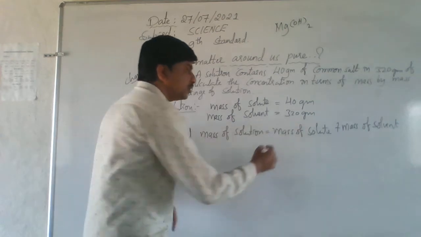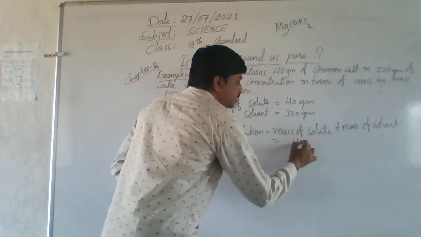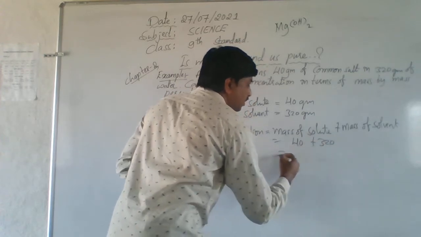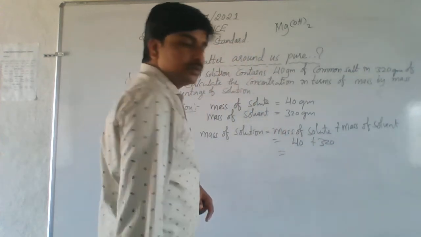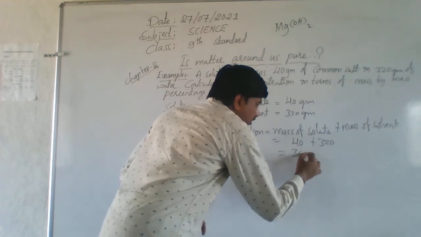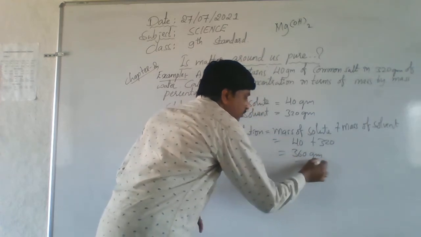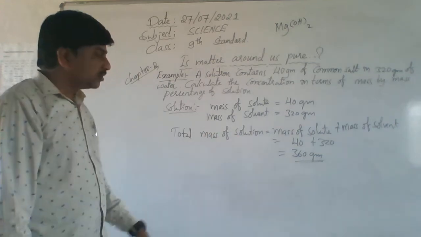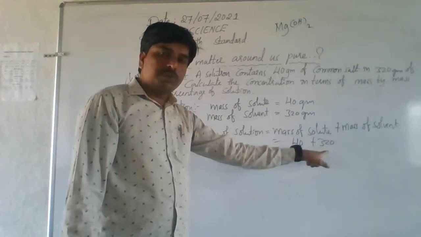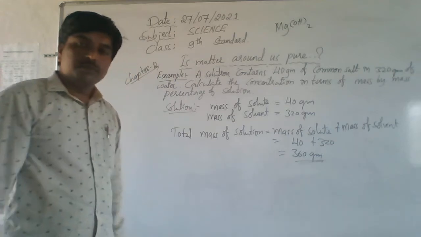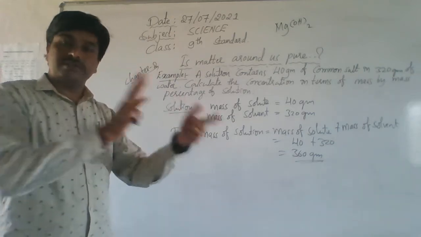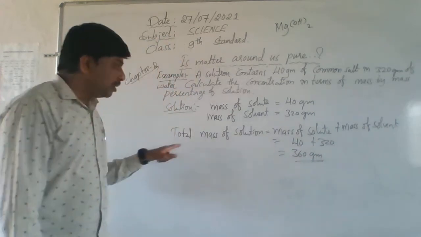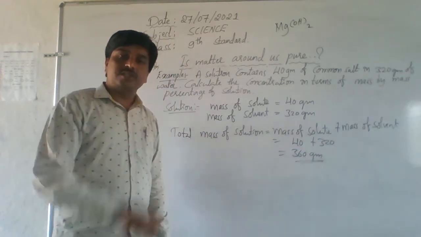See, mass of solute is 40 and mass of solvent is 320. By adding this, you get a total of 360 gram. So the total mass of solution is mass of solute plus mass of solvent, because solution is a homogeneous mixture of solute and solvent. Hence we add both. Finally you get the total mass of solution, that is 360 gram.